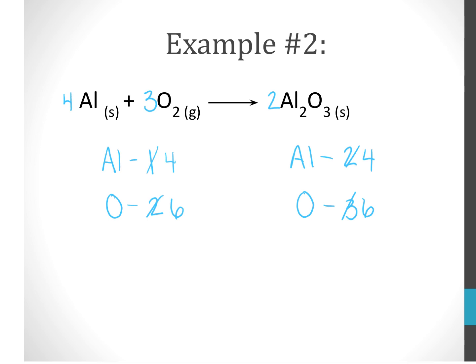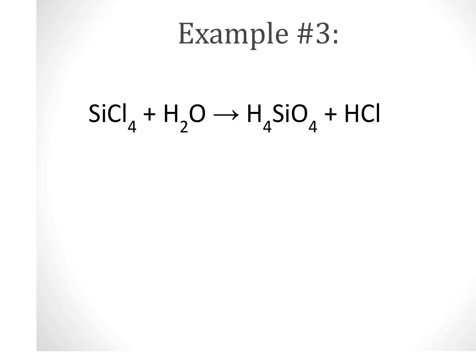All right, and then before you move on, what's the last thing you're going to do? Just double check. So we have 4 aluminums, and 2 times 2 is 4. So 4 aluminums. We have 3 times 2, which is 6 oxygens, and then 2 times 3, which is 6 oxygens. Okay, let's look at example 3.